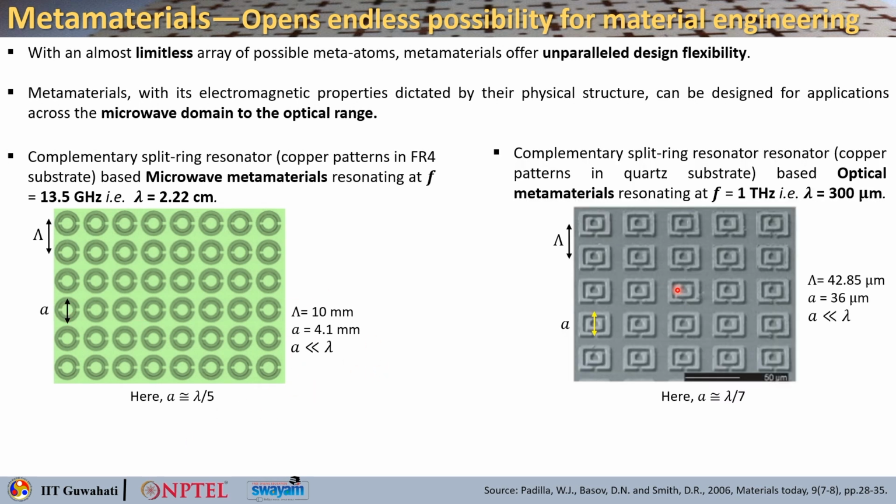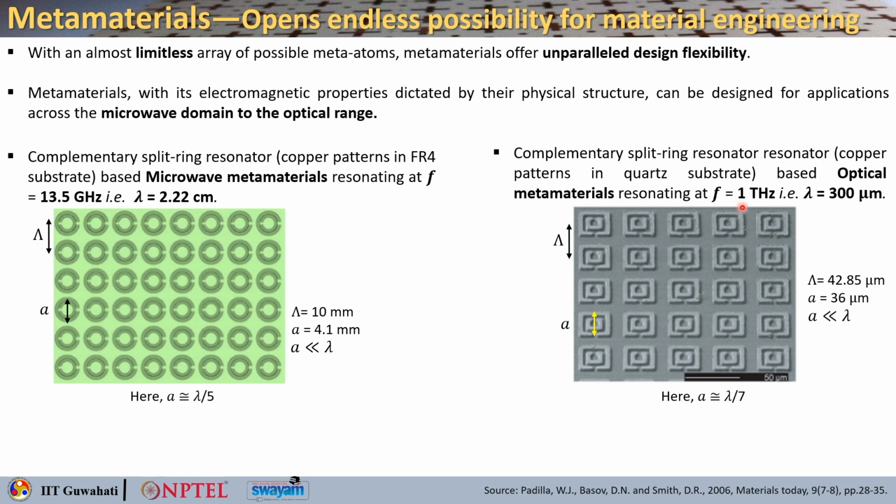Okay. Similarly, in the optical regime, you can see the scale is much smaller. This one you can fabricate easily, this one you have to go for nano fabrication. So, this scale is around 50 micron. Here also it is a complementary split ring resonator structure. These are again copper patterns on quartz substrate. So, these are working in the optical regime or optical frequency band.